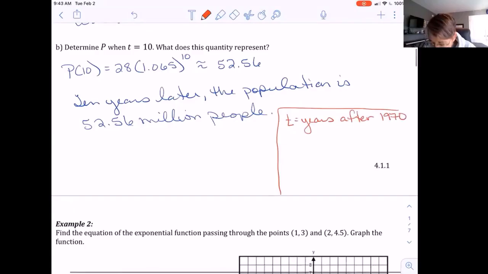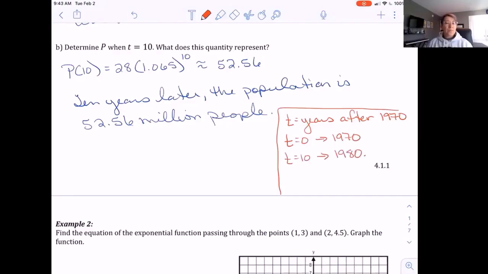As a side note, sometimes they will say T represents years after, let's say, 1970. Then that means T equals 0 would represent 1970, and if T equals 10, that would represent 1980. So sometimes they just say T is in years and it's generic, but sometimes they'll actually give you a date. It's just easier to work with zeros and tens than 1970 or 2012. So just make yourself a little note in the problem so when you interpret it, you're interpreting it with the correct dates.